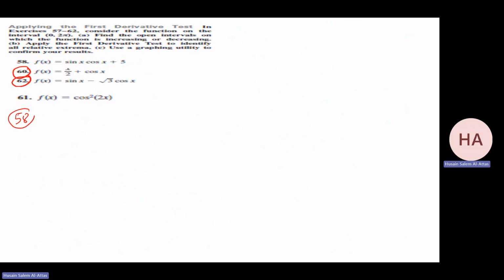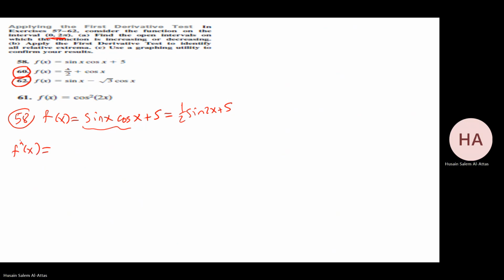And he wanted this interval between 0 to 2 pi, one cycle. The function, if you notice, is what? Sine x cosine x plus 5. And this one is what? Half sine 2x. That would make it easier. Okay. Domain of 0 to 2 pi. Find f prime. Easy now. f prime will be what? Cosine 2x.